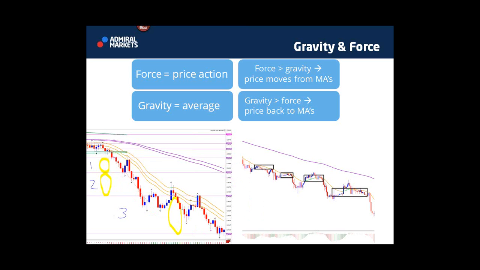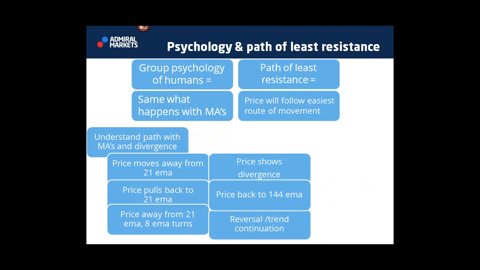If the moving averages are on top of each other and they're aligned, then gravity is going to win because there is no force visible. If the price is on the moving averages and the moving averages are on top of each other, then basically there's just a consolidation, there's no momentum, and gravity is stronger. So last but not least, it's a bit like the psychology of path of least resistance.